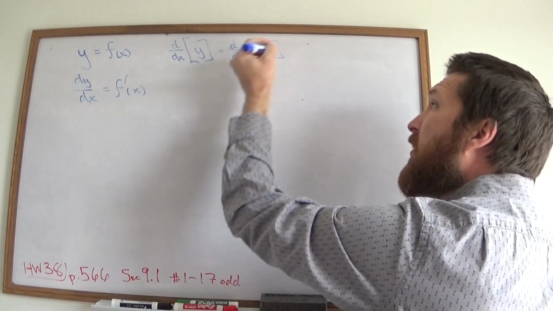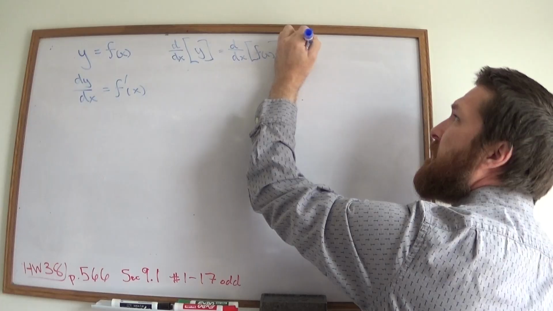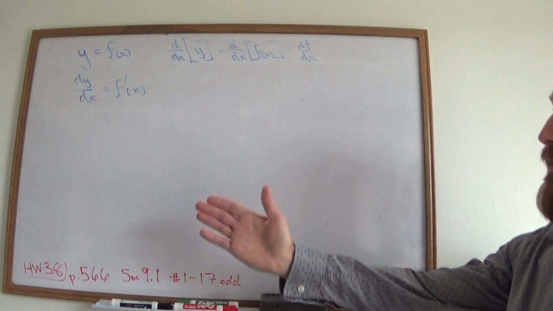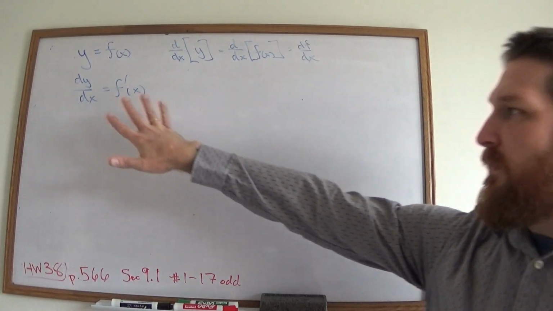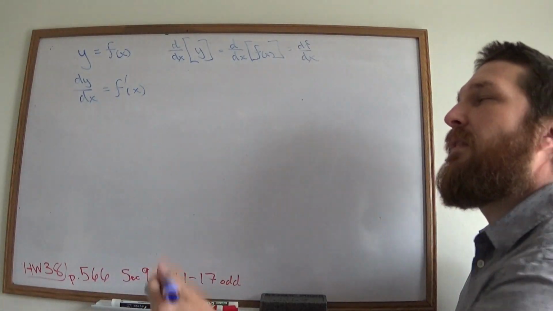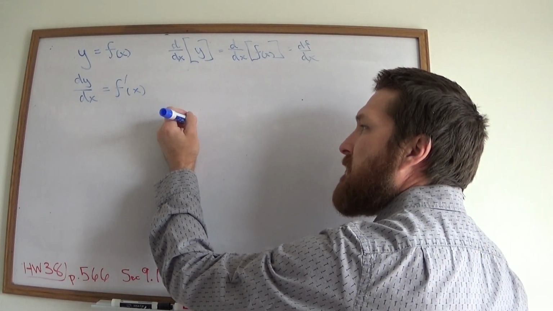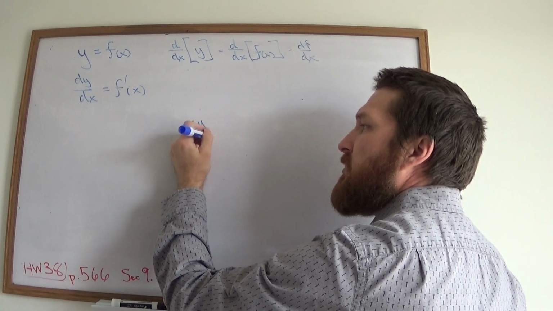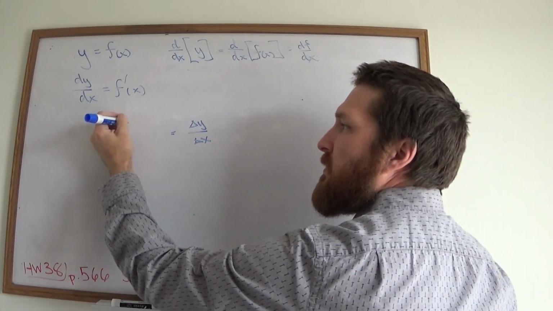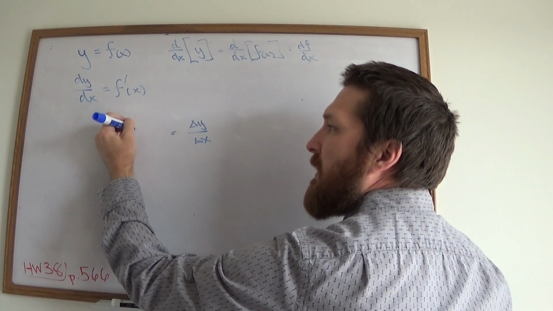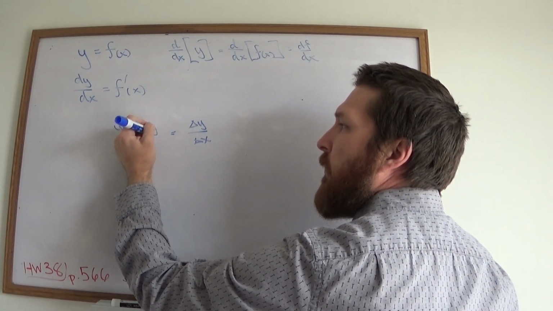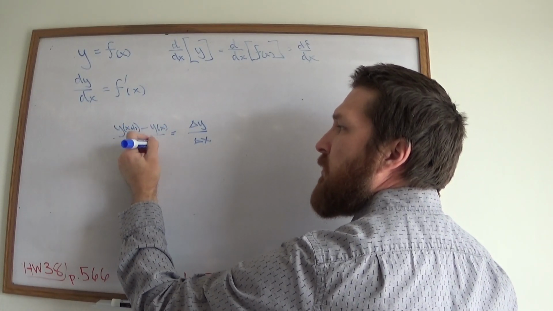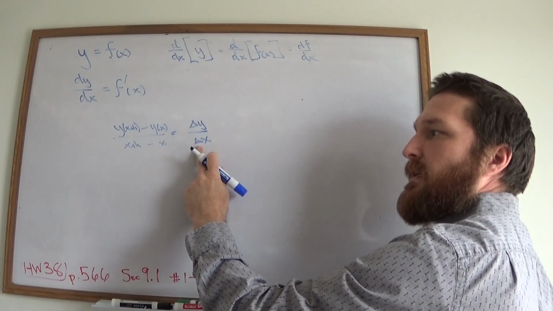You could also, if you wanted, call this df/dx. That's perfectly fine. Sometimes we'll do that. But think about what that means. Because the derivative is the change in y over the change in x. So your y at x plus h minus y at x, all over x plus h minus x. In other words, delta x.